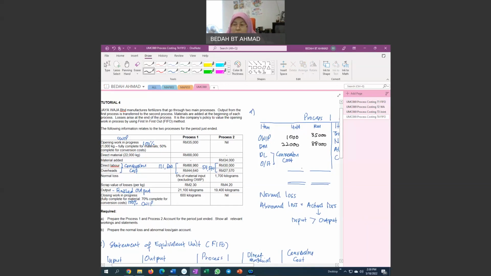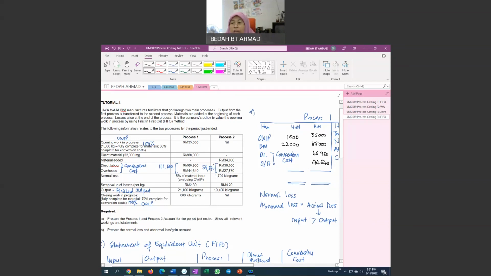So you just record direct labor 66,960, and the overhead is 44,640. The direct labor and overhead we treat and combine as a conversion cost. So all the input costs and the input units have been recorded in the process 1 account.